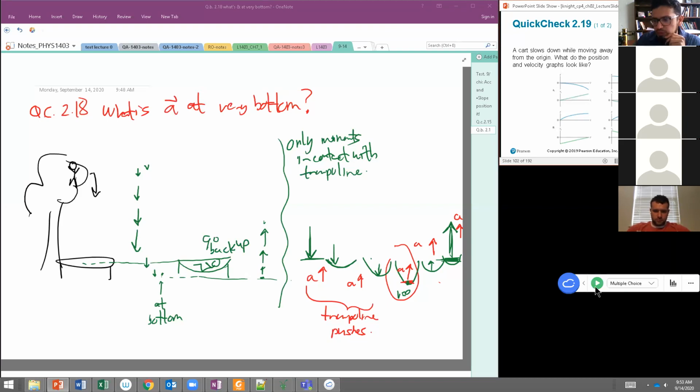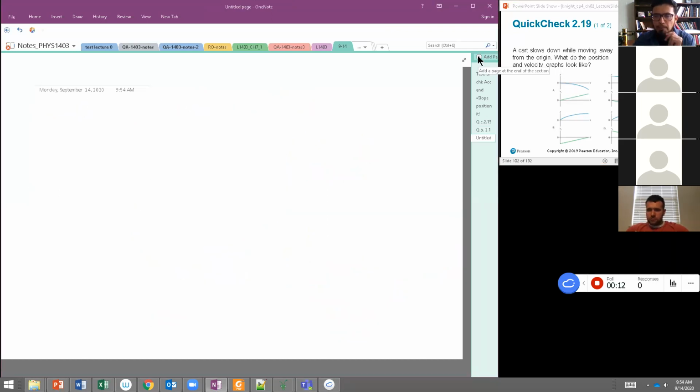All right, so let's do a bunch of these quick checks. Here we have a cart that slows down while moving away from the origin. What do the position and velocity graphs look like? This is a little bit of review from last time, where they're asking us to look at the position and velocity graphs. First of all, let's see what they're asking for. It just says the cart slows down while moving away from the origin.